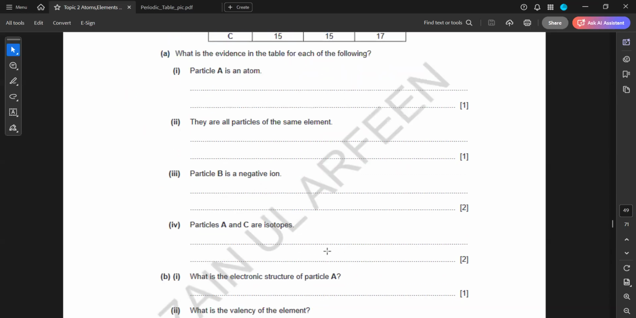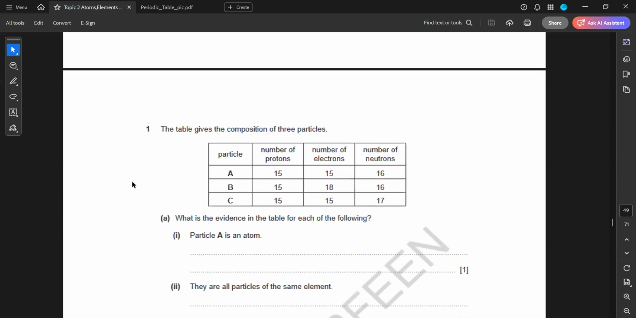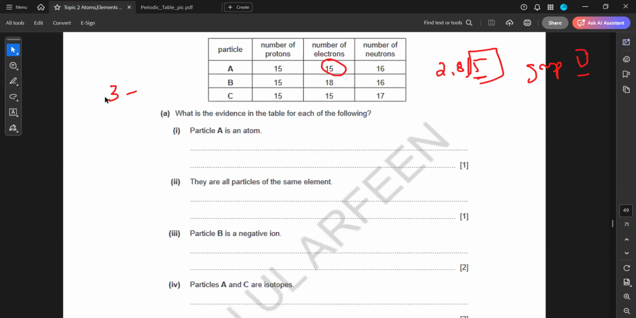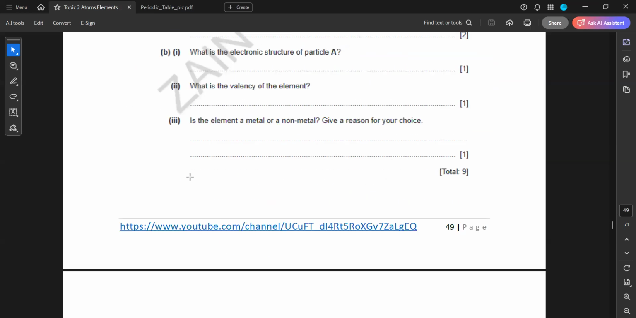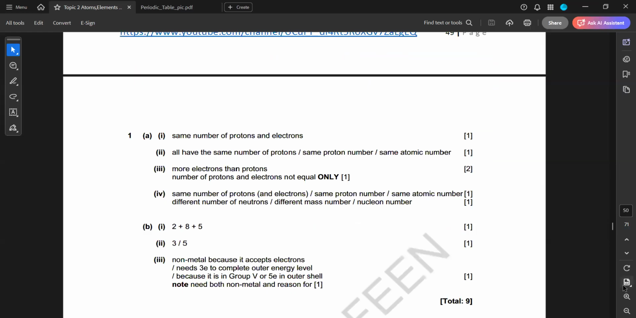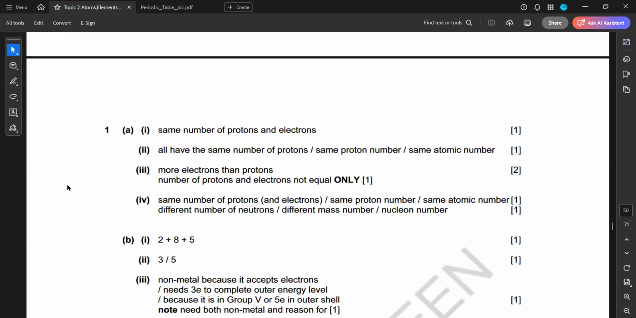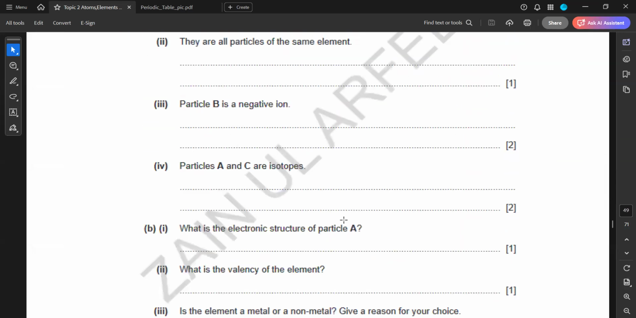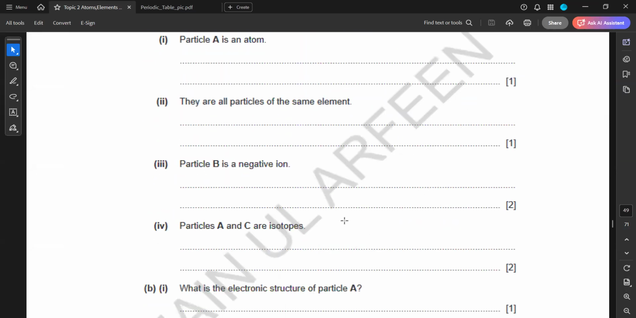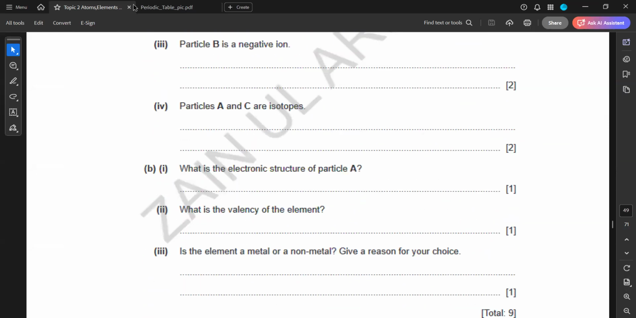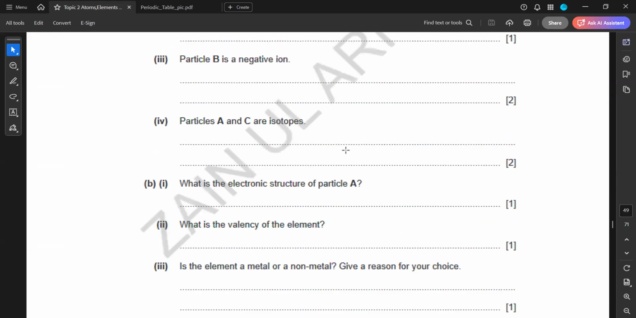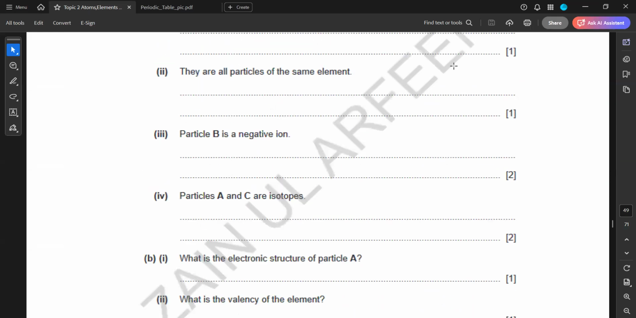Is the element a metal or a non-metal? Group 5, metal or non-metal? Non-metal. The reasoning is that a metal contains 3 or fewer electrons in the outermost shell. You will say it has more than 3 electrons in the outermost shell. So it is a non-metal. Why do we say it's a non-metal? Because it has more than 3 electrons in the outer shell. If it was a metal, it would have 3 or fewer electrons in the outer shell. So this was an exercise, like the classified questions from topic 2.